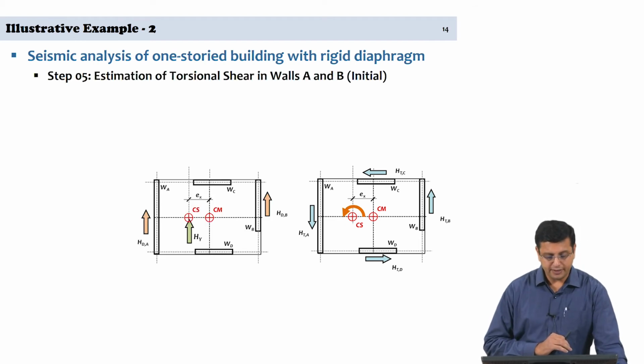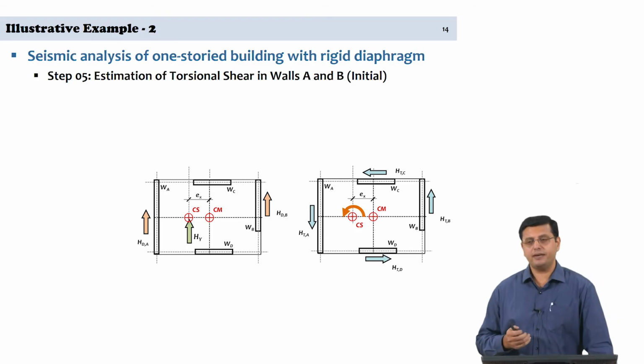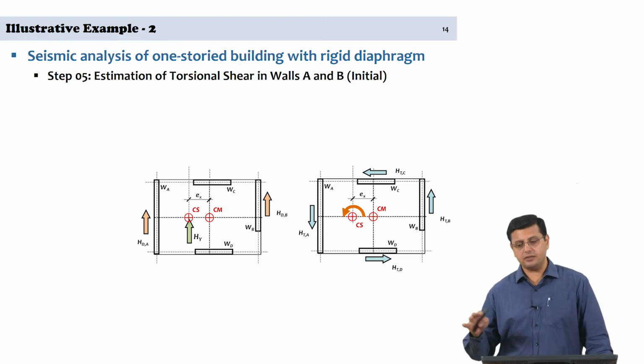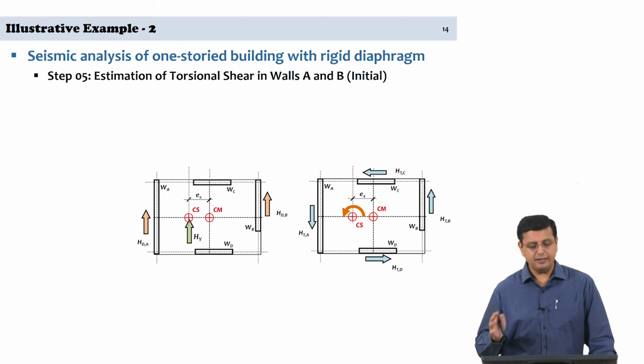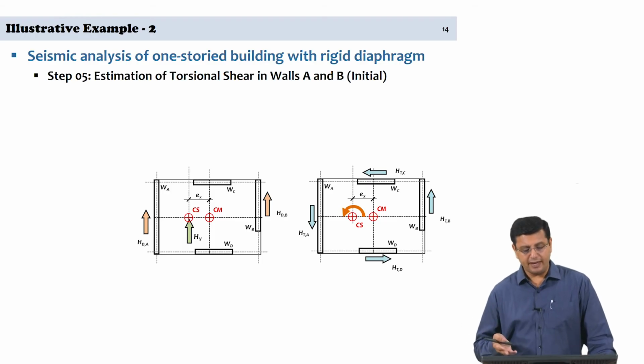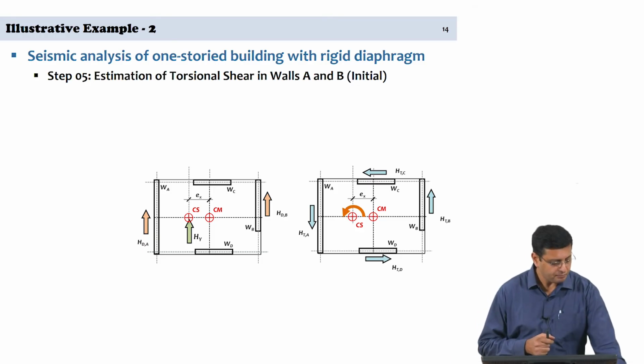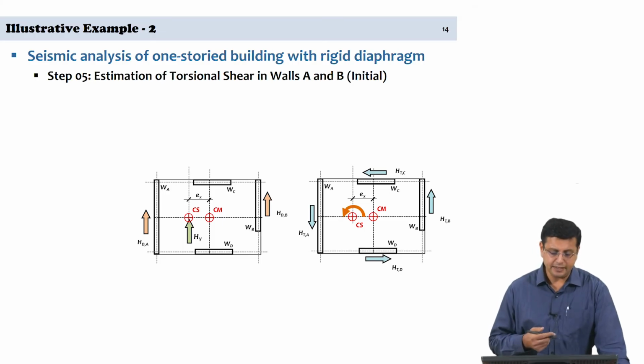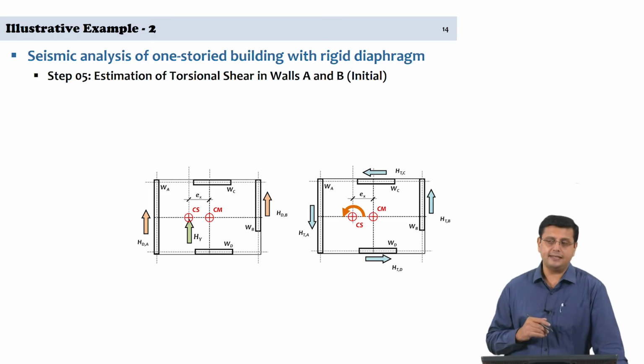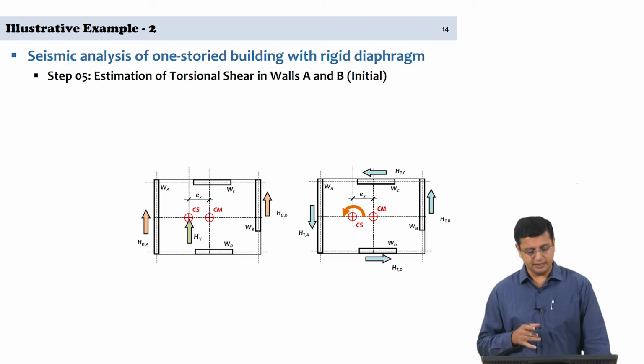So, let us look at an initial estimate. We said we need an initial estimate because with this initial estimate we will check if we are looking at an irregular configuration, and once we know that we are looking at an irregular configuration, we can then estimate the accidental eccentricity and add the accidental eccentricity within a design framework.